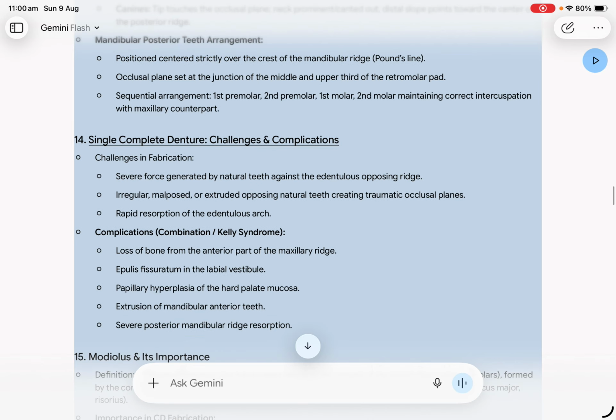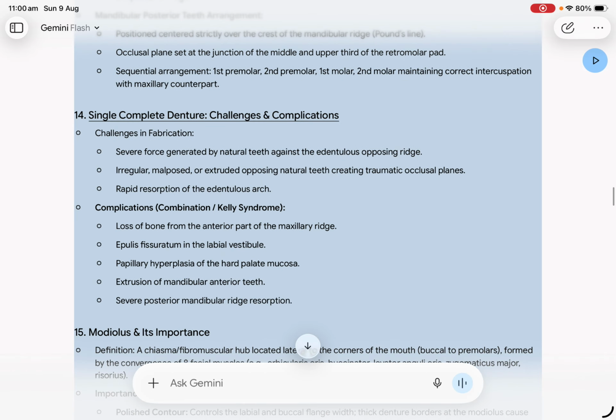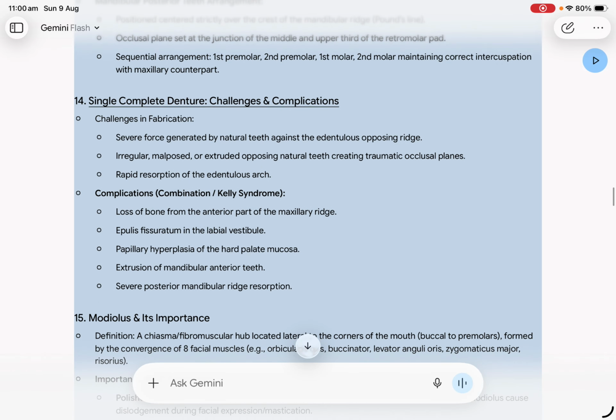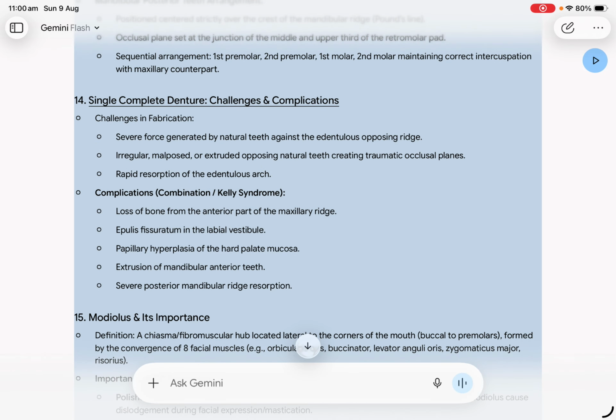14. Single complete denture, challenges and complications. Challenges in fabrication: severe force generated by natural teeth against the edentulous opposing ridge, irregular, malposed, or extruded opposing natural teeth creating traumatic occlusal planes, rapid resorption of the edentulous arch. Complications: combination Kelly syndrome, loss of bone from the anterior part of the maxillary ridge, epulis fissuratum in the labial vestibule, papillary hyperplasia of the hard palate mucosa, extrusion of mandibular anterior teeth, severe posterior mandibular ridge resorption.